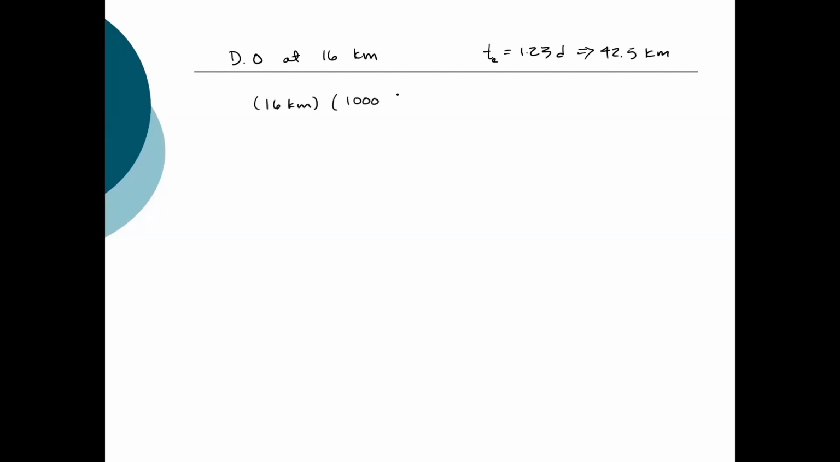So it takes 16 kilometers. We need to convert to meters. So 1,000 meters per kilometer. We'll divide that by the velocity, 0.4 meters per second, and then multiply by 86,400 seconds per day. And note seconds cancel, kilometers cancel, meters cancel, and we're left with days. 0.46 days is the travel time that it takes for that water to move 16 kilometers downstream.